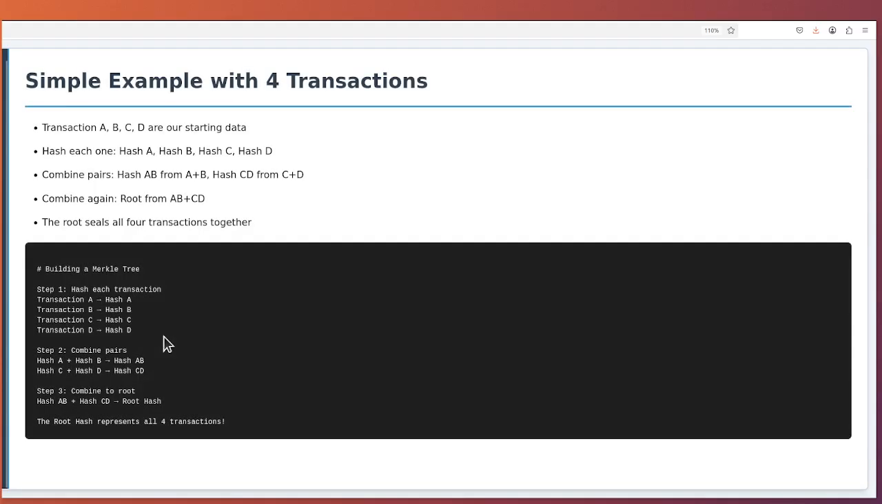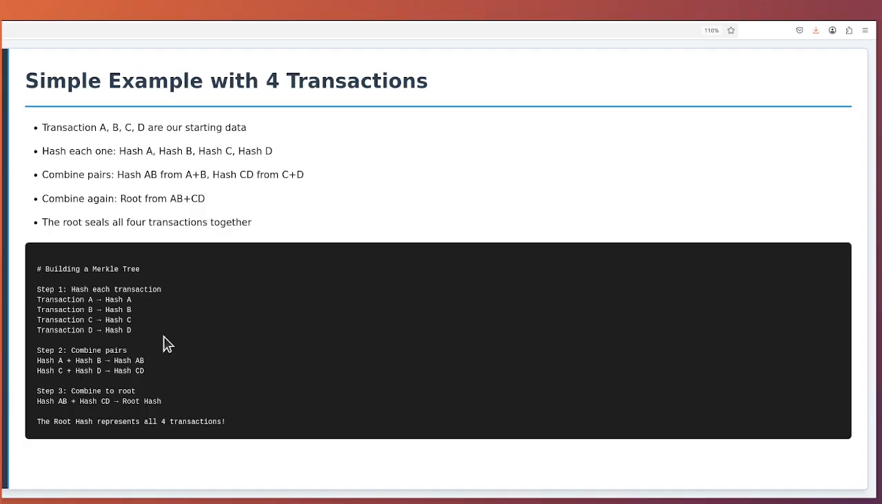A simple example. Let's work through a real example with 4 transactions. We'll call them transaction A, B, C, and D. This will make everything concrete and easy to follow. Step 1. Hash each transaction. Transaction A becomes hash A. Transaction B becomes hash B, and so on. These are our starting points at the bottom of the tree.